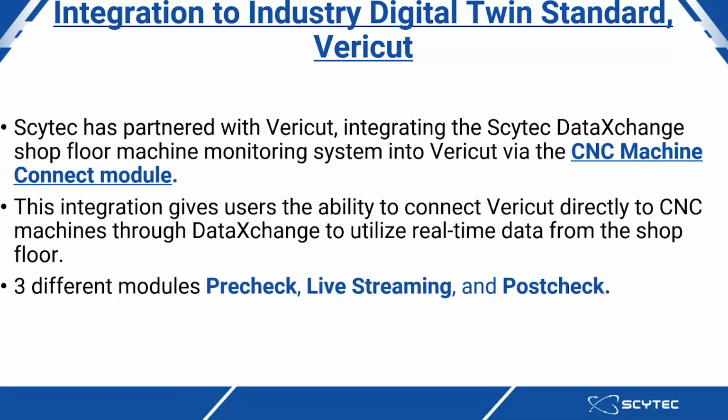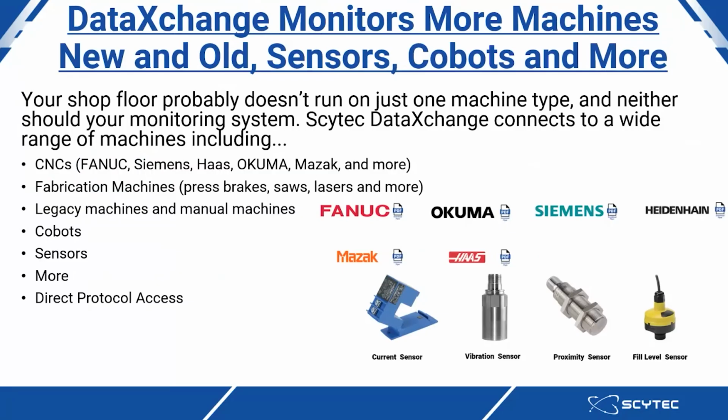The next feature that I would like to discuss that makes DataXchange stand out from our machine monitoring peers is that DataXchange is able to monitor more machines, new and old, sensors, cobots, and more. Your shop floor probably doesn't run on just one machine type, and neither should your monitoring system. Scytec DataXchange connects to a wide range of machines, including CNCs from major name brands such as Fanuc, Siemens, Haas, Akuma, Mazak, and more, as well as fabrication machines, including press brakes, saws, lasers, and more. Older legacy machines without Ethernet ports, manual machines, cobots, and sensors.